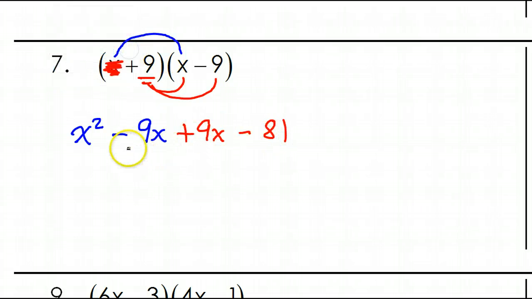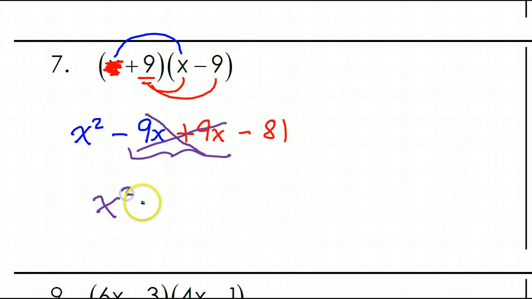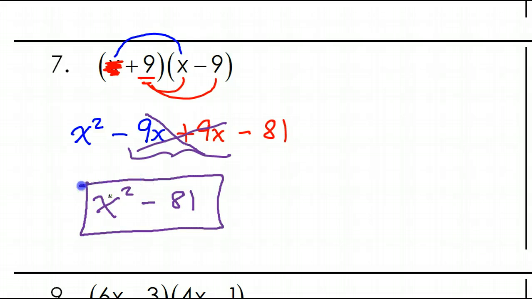So just like before, I have some like terms that need to be put together. But these are exact opposites. Negative 9x and positive 9x together make 0. But we're not going to write anything down. They cancel each other out. They kill each other, they annihilate each other, they wipe each other out. So what we have left is the x squared minus 81. Okay, no x term because it was 0.